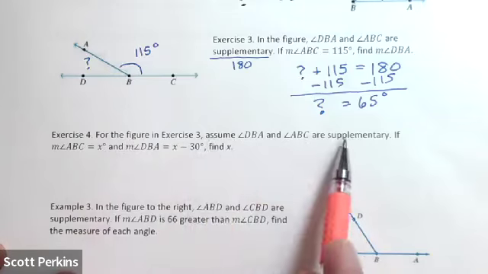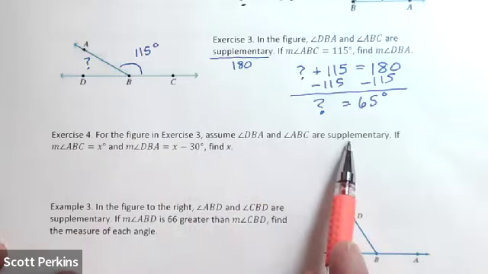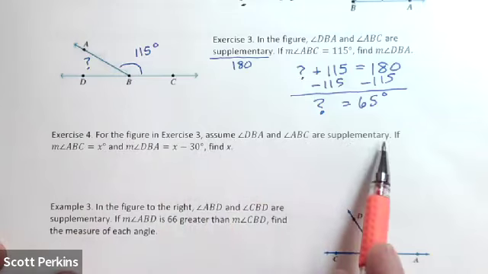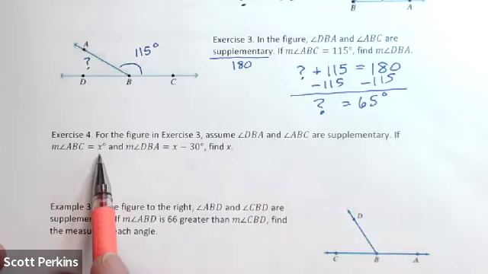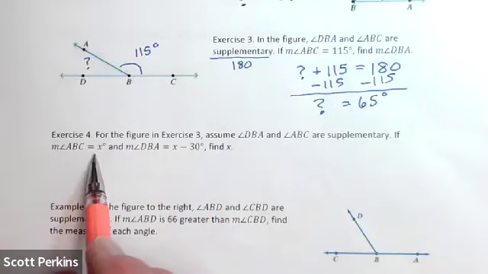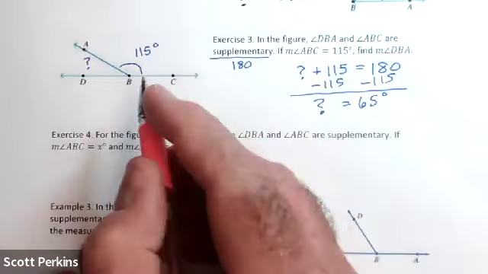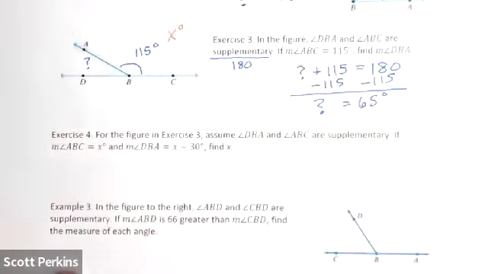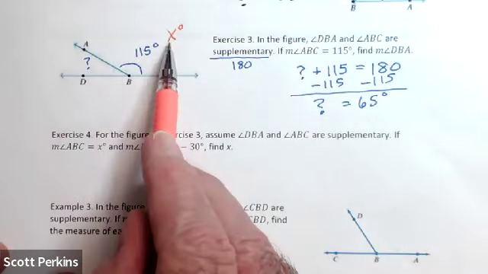That first line is no different. But this time, instead of telling you the exact measure of an angle, I've said, okay, if ABC is X, I don't know what it is, and DBA is whatever X is minus 30, what is the value of X? So I'm going to go up and label my picture to try to help. So ABC is X. I'm going to use orange this time because orange and blue, best combination of colors ever. If you know, you know. There we go. So ABC is X. I've put an orange X there.